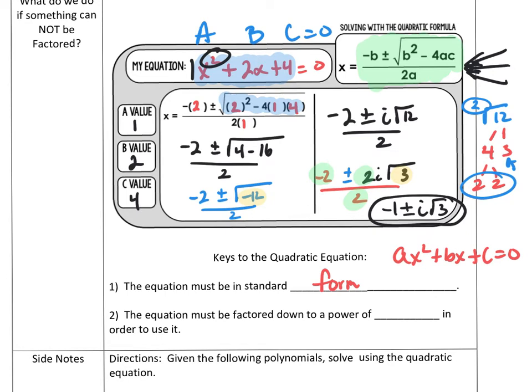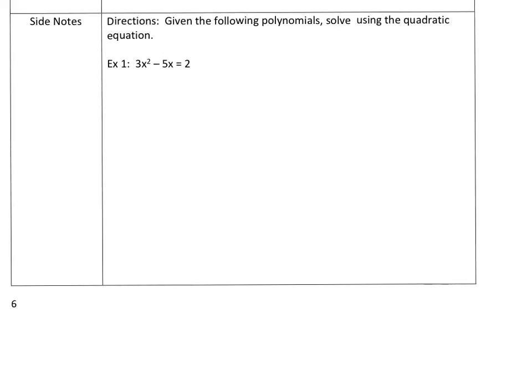So going back to this idea of keys for the quadratic equation, the first key was it must be in standard form. The second key, the equation must be factored down to a power of 2 to use the quadratic formula. Okay, quadratics are powers of 2, so you have to have a power of 2 in order to do it. So many times people try to use the quadratic formula on things higher than the power of 2, and it will not work. Okay, so let's move on down here. Let's go ahead and, if you want to, try to pause the video and solve this one by quadratic formula on your own. And if not, then I'm going to go over it here in a couple seconds.